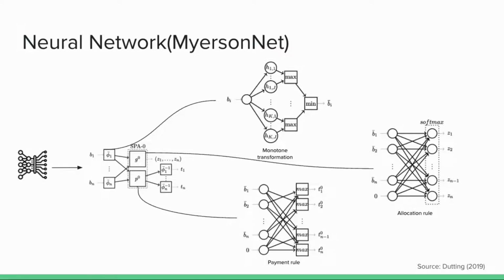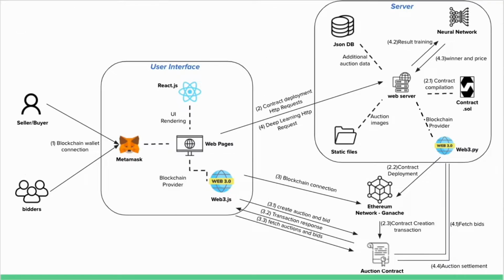Using the negative value of the revenue as the loss function, we train the network to maximize the revenue of the seller. In the reverse auction, the lowest transformed bid is selected as the winner and we use the payment rule of the second price reverse auction. The network is trained to minimize the cost of the buyer in the reverse auction. This is the complete architecture of the application after adding in the neural network. Next, we will show the final step of the auction.